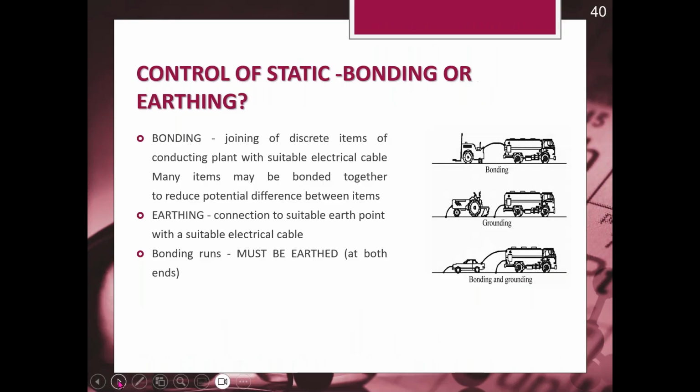So how do we control static electricity? Bonding is the joining of discrete items of conducting plant with suitable electric cable. Many items may be bonded together, so you can go all the way down the line to reduce the potential difference between the items. Earthing, the most important thing, is to ground it to earth with a suitable electric cable. Any bonding run must be earthed at both ends.